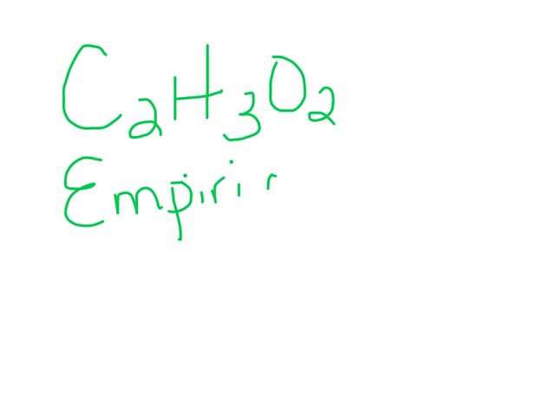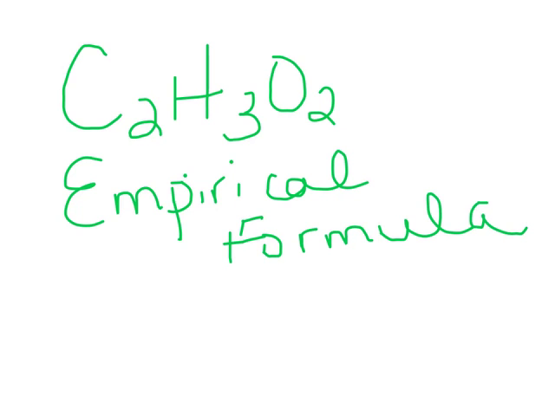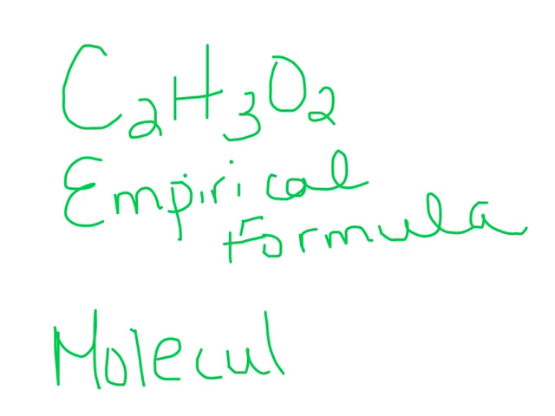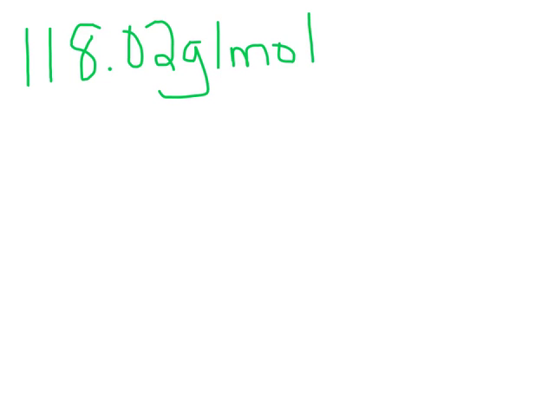So C2H3O2 is my empirical formula. Okay, and that's where we kind of ended off last video. So how do I turn this into a molecular formula? Well, the hint should be in the question, right? In the original question, it gave me the molecular formula's mass. So 118.1 grams per mole is the molar mass for succinic acid, right?